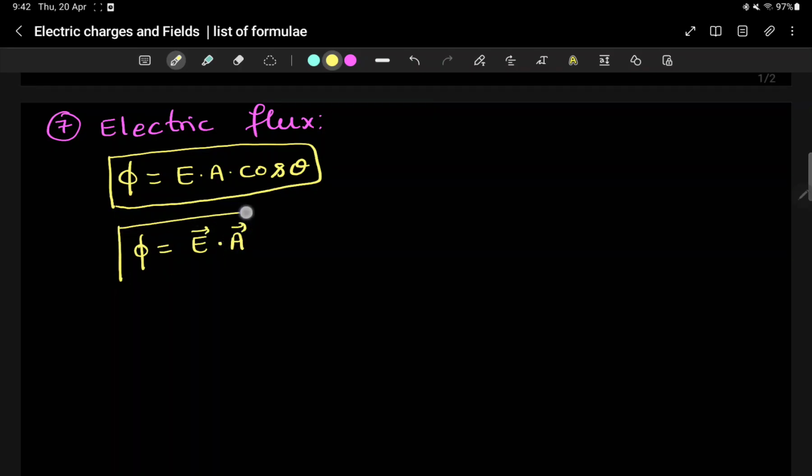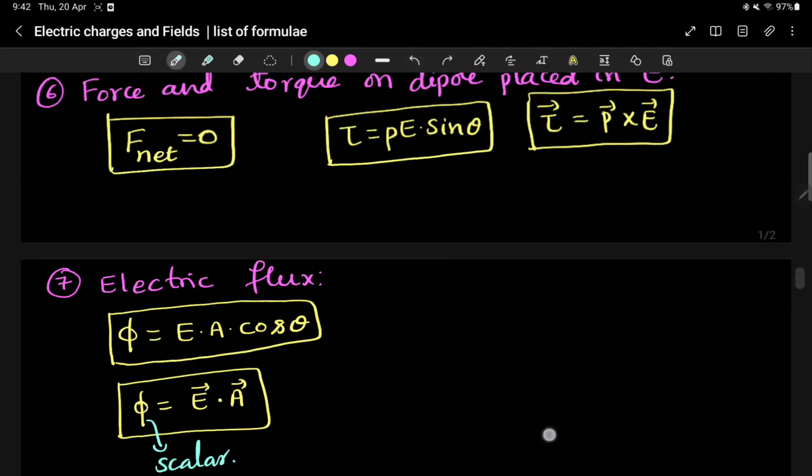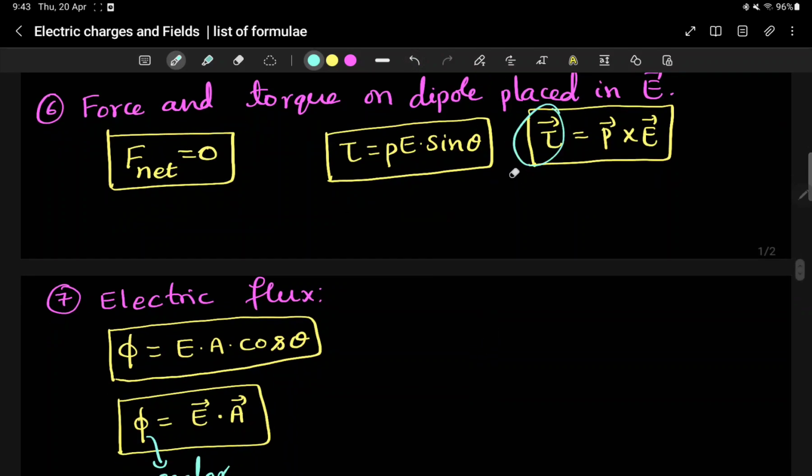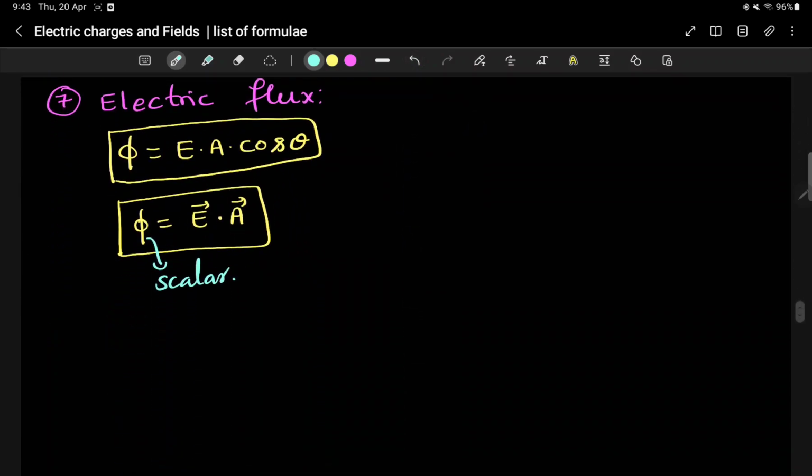So this is a scalar product, and electric flux is a scalar quantity. Okay, so this is a vector, this is a vector, but phi is a scalar quantity. That's why we have written the scalar product here. See, for torque it is a vector product, so that's why the cross product is there. This is also a vector quantity, so cross product.